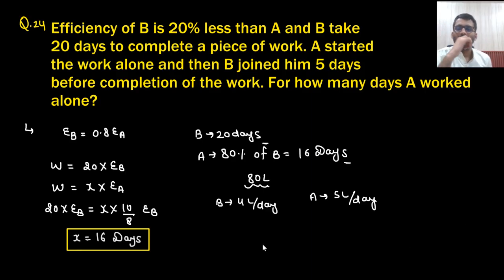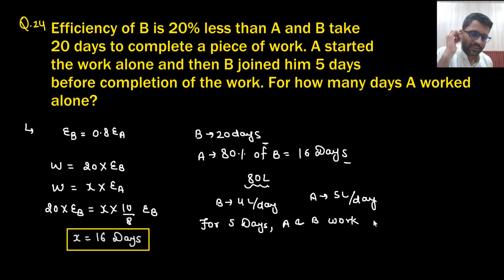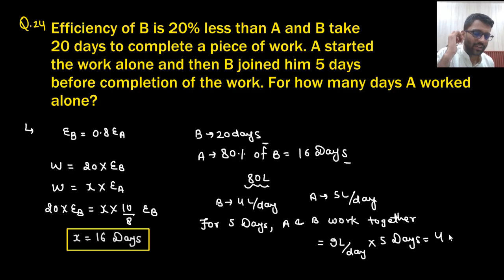Right? B joined him 5 days before the completion of the work. That means for 5 days A and B worked together. In 5 days how many laddus would they have eaten? 9 laddu per day they were eating, and for 5 days they worked together. That means they would have eaten 45 laddus in 5 days.